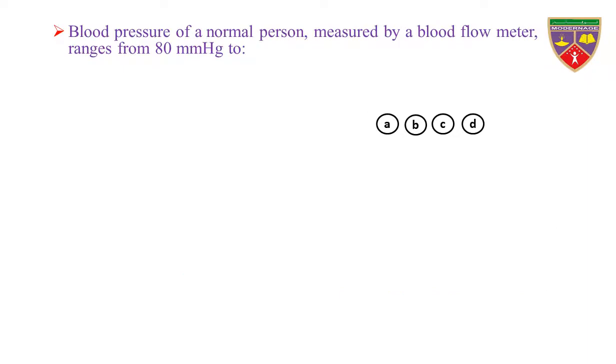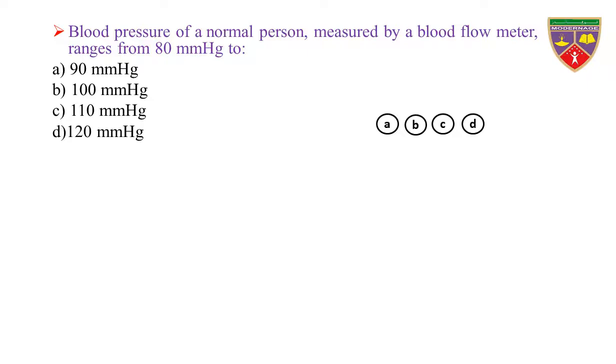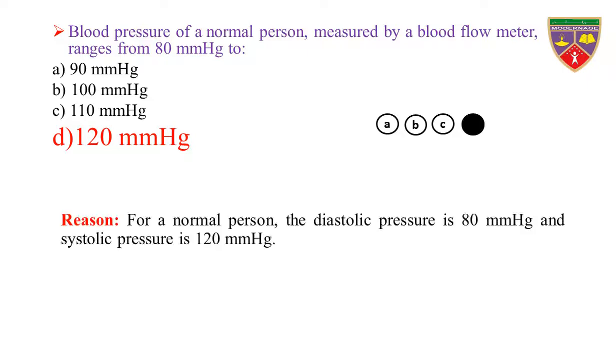Blood pressure of a normal person measured by a blood flow meter ranges from 80 millimeter of mercury to option A 90 millimeter of mercury, option B 100 millimeter of mercury, option C 110 millimeter of mercury, option D 120 millimeter of mercury. The key is 120 millimeter of mercury. Therefore, the correct option is D.